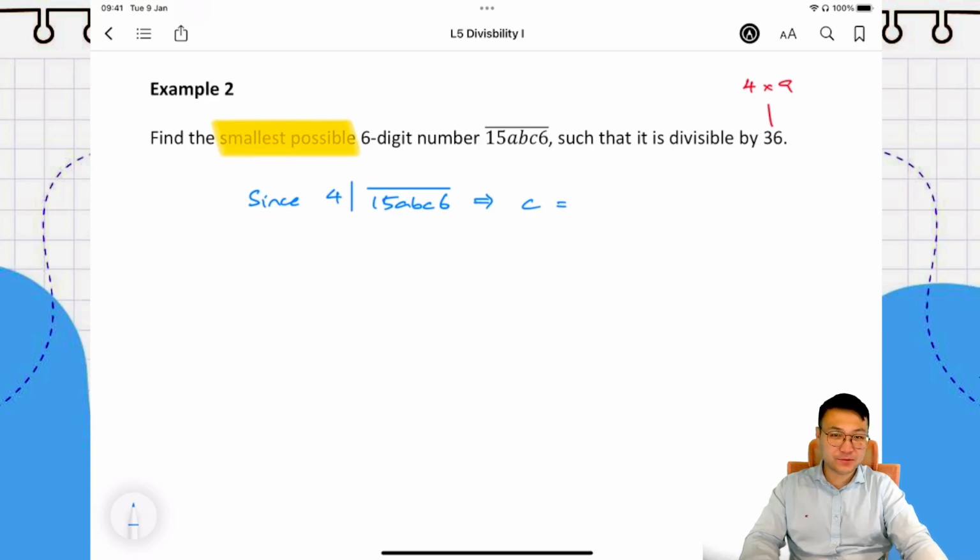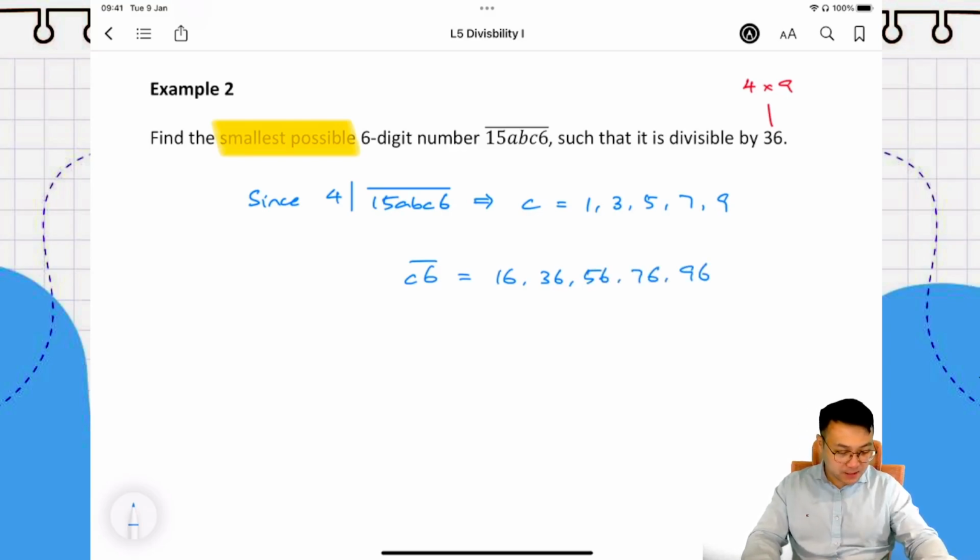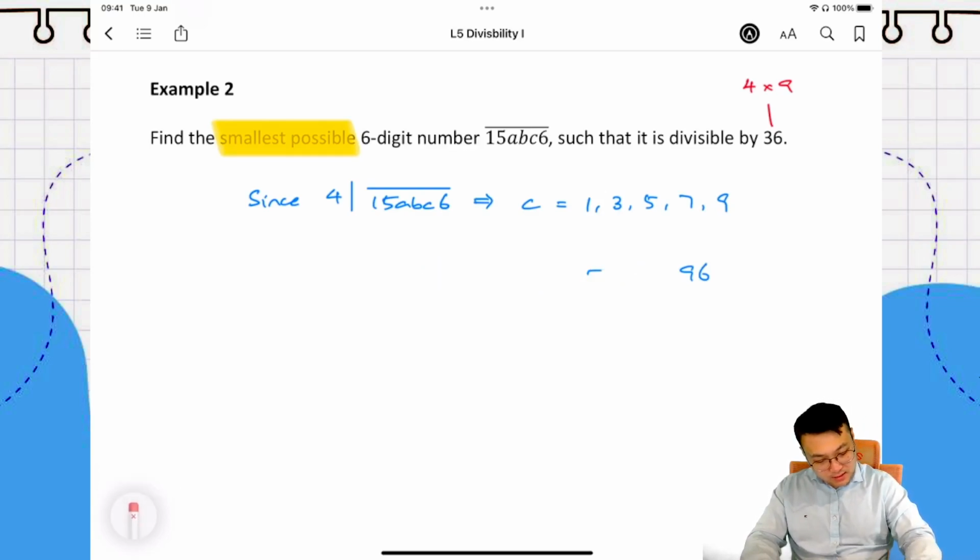C can be 1, 5, or 9. Oh yeah, 1, 3, 5, 7, 9. Okay, if C is 1, 3, 5, 7, 9, what does it mean? That means C6 is going to be 16, 36, 56, 76, 96. Yeah, and all these numbers are divisible by 4. Very good. So now we know what is C.